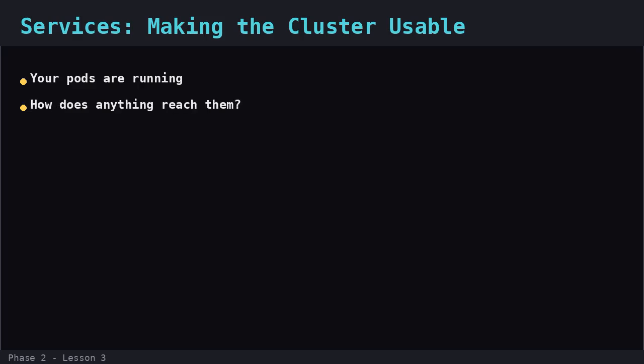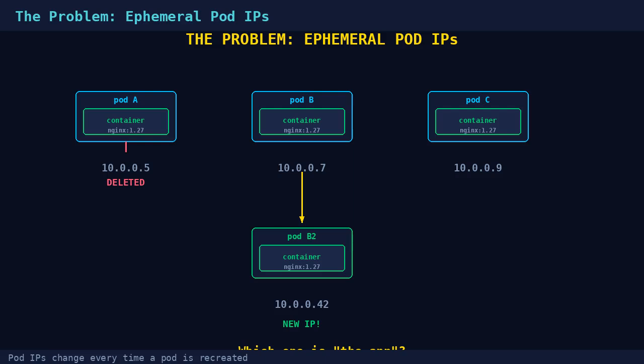In this lesson, we tackle the question: your nginx pods are happily running, but how does anything actually reach them? The answer is Kubernetes Services. Let us climb. Here's the problem. Pod IPs are ephemeral. Delete a pod, a new pod appears, and it gets a brand new IP address.